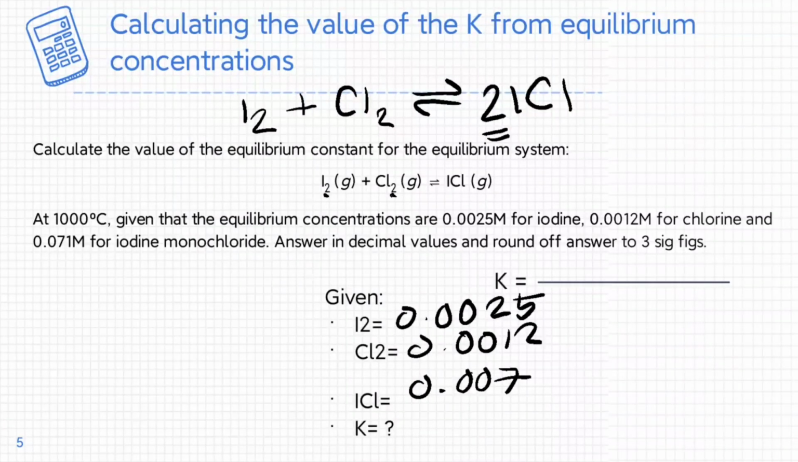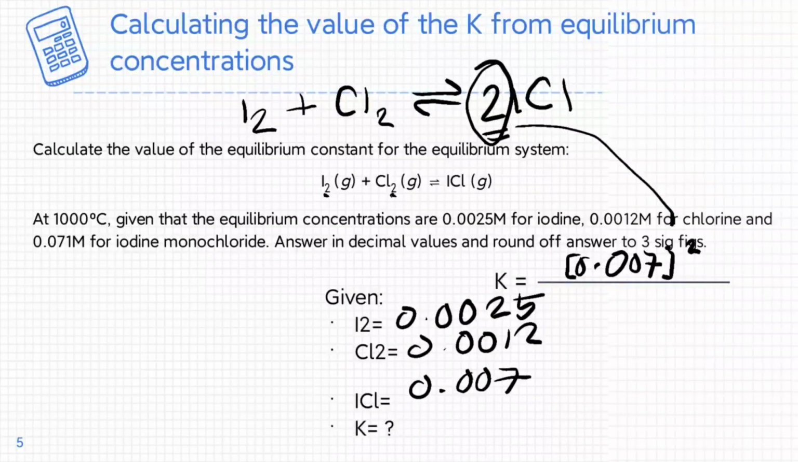Okay? Now, let's proceed to the computation. So, if you remember, what goes in the numerator? The numerator would be your product. So, what is our product? Iodine monochloride. Its value is 0.007, and since we have a coefficient of 2, you put a superscript, the coefficient value. Meaning, it has an exponent of 2, to the power of 2.